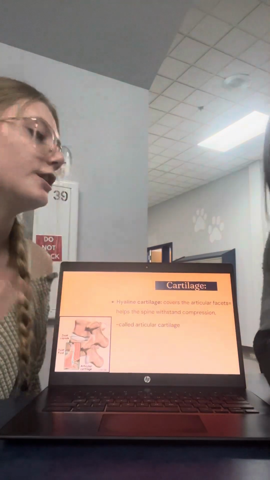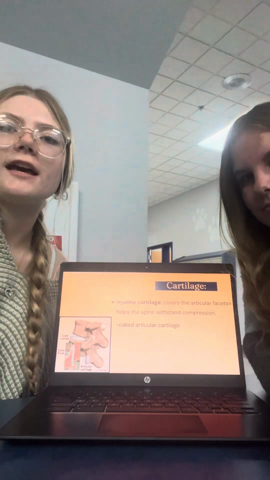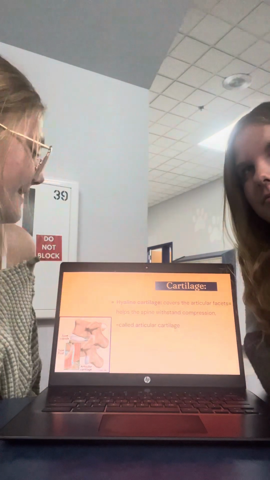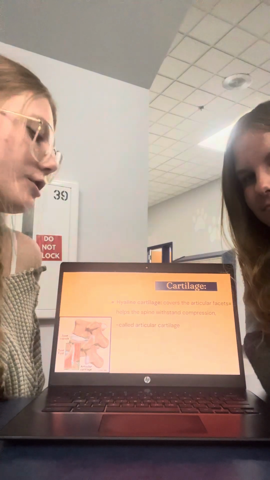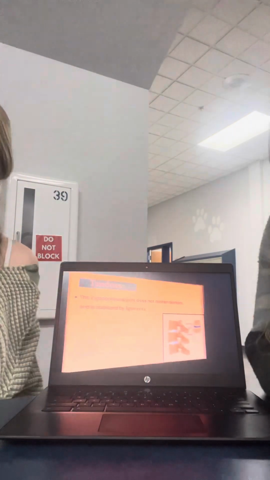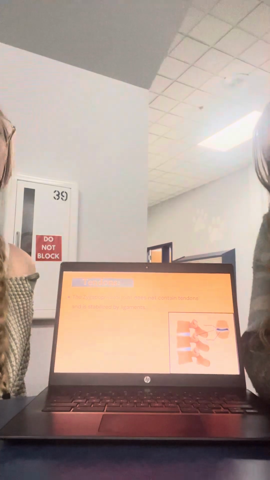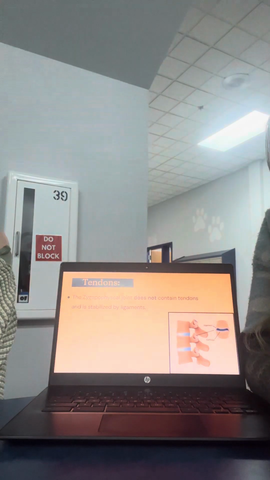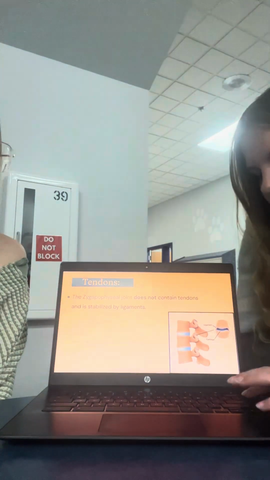Okay, next we have the cartilage. The main cartilage for the spine is the hyaline cartilage, which covers the articular facets and helps the spine withstand compression, and is called articular cartilage. Next are the tendons. This is pretty brief because the zygapophyseal joint doesn't really include any tendons surrounding it, although it does include nerves. It's mostly stabilized by ligaments, I suppose.